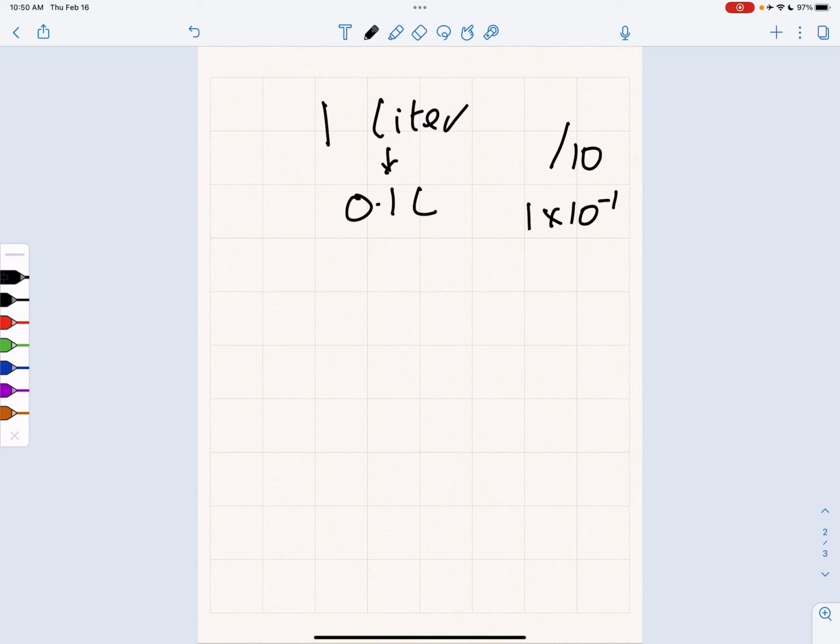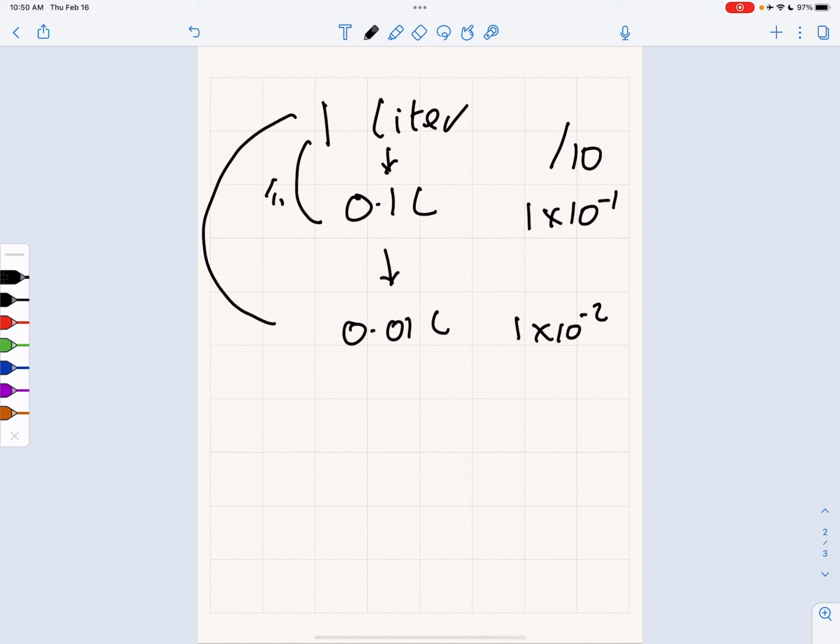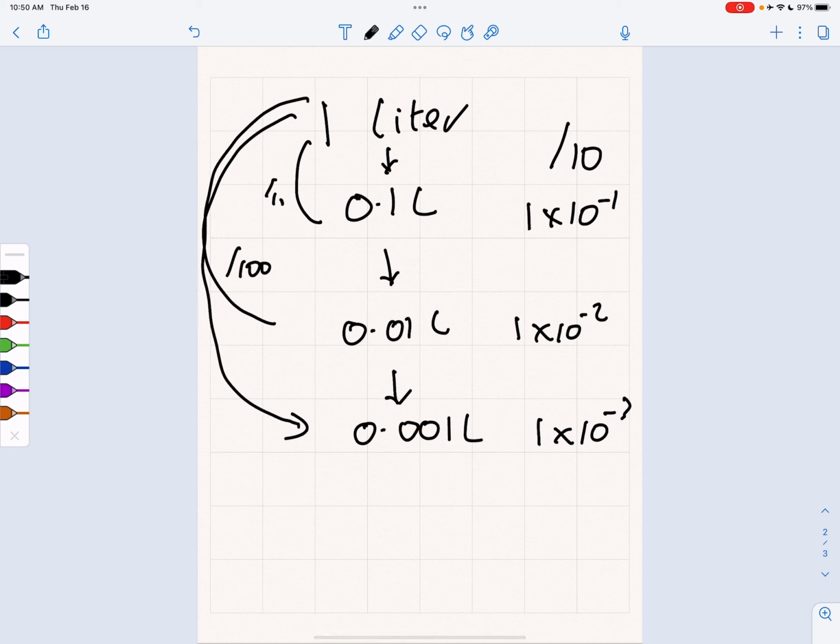So that's 10-fold less. If we go 10-fold less than this, we'll get 0.01 liters, which we can write as 1 times 10 to the negative 2. And this will be 100-fold less than 1 liter. So this is 10-fold less. This is 100-fold less. And then there's another fold 10 reduction. We'll get 0.001 liters, which is 1 times 10 to negative 3. And this will be 1,000-fold less. A 1,000-fold lower volume is 0.001 liters.